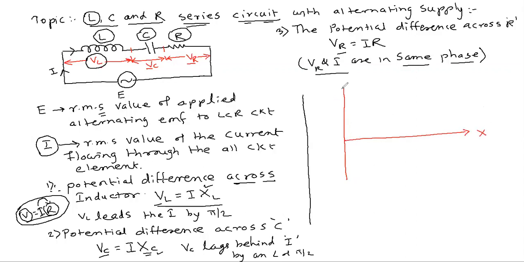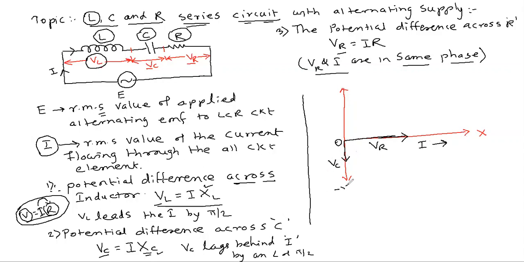Your x-axis. Now see, this point is O. This represents the potential difference VR and the current I. Both are in the same phase. I is along the x-axis. And here VC I will represent here. That is the potential difference across the capacitor.